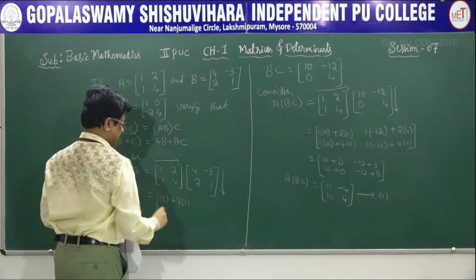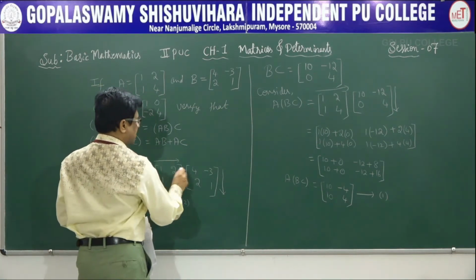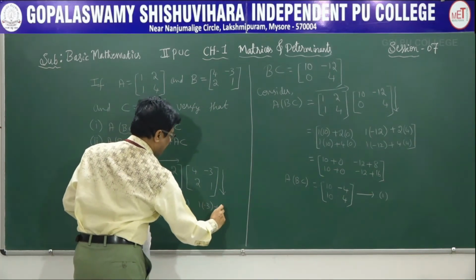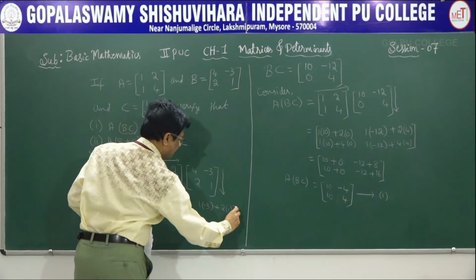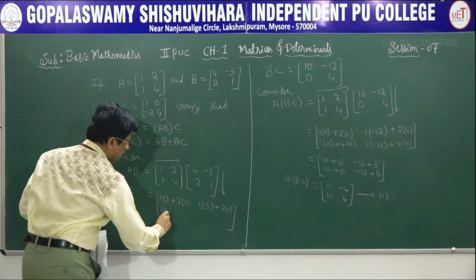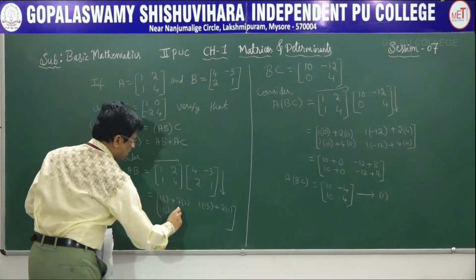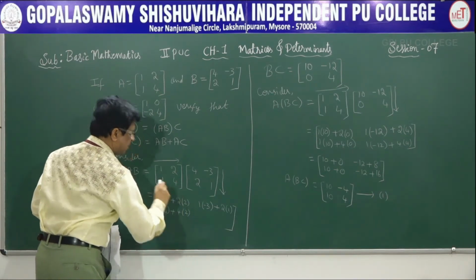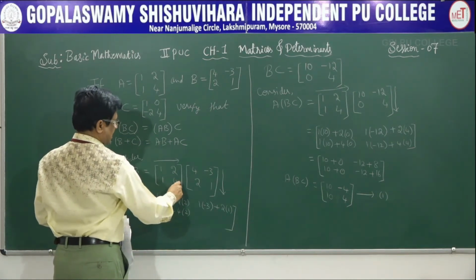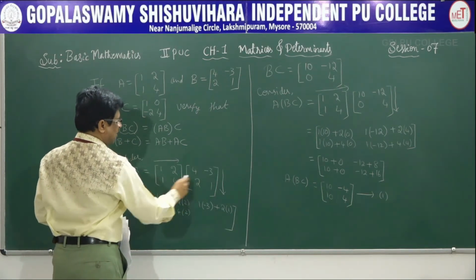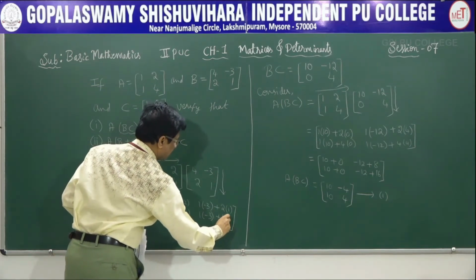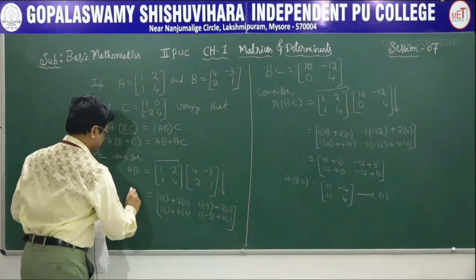Next, first row into second column, 1 into minus 3 plus 2 into 1. Next 1 into 4 plus 4 into 2. Next, second row, second column, 1 into minus 3 plus 4 into 1.